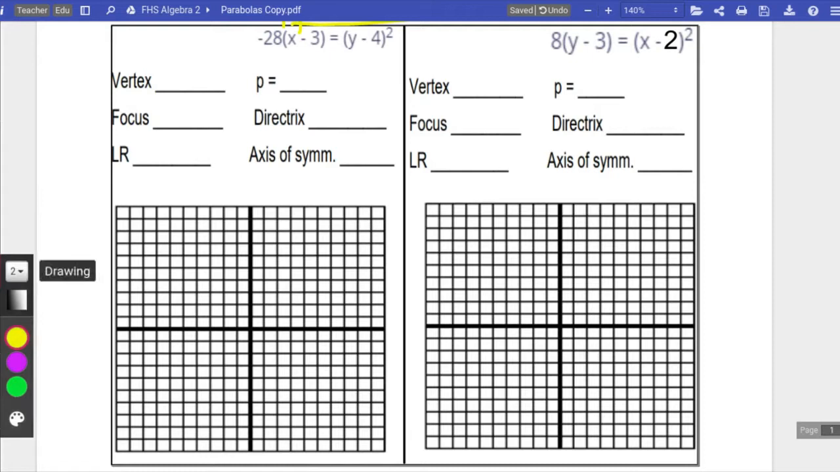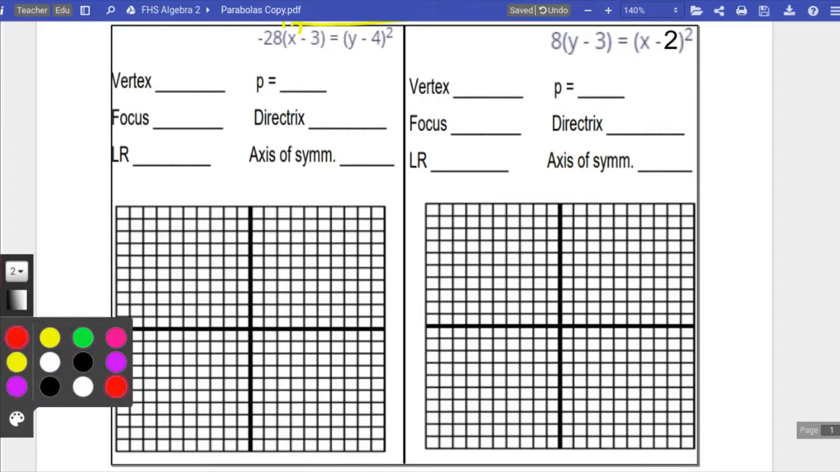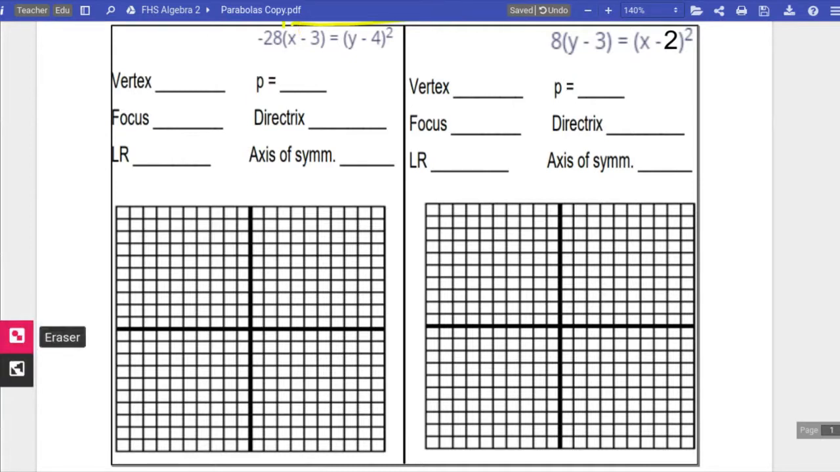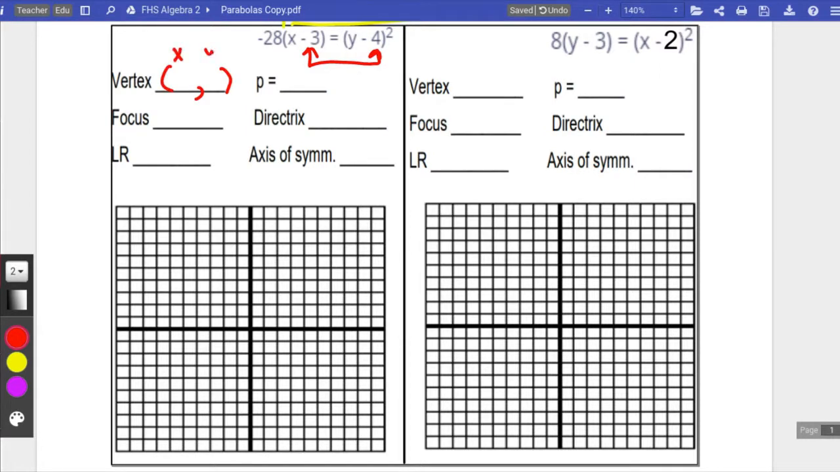Let's change the color. Let's go with red. First, what you need to do is write the vertex. You're going to get the vertex from right here. Of course, X goes here, Y goes right there. Since X is -3, you're going to put +3. For the Y, since it's -4, you're going to put +4. Did you see that? Yes, you did. Let's move on.